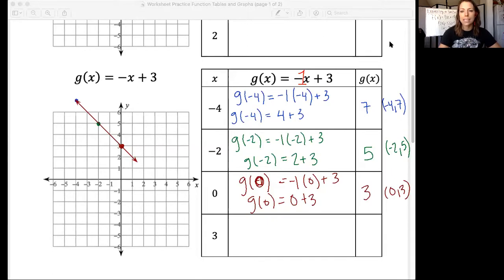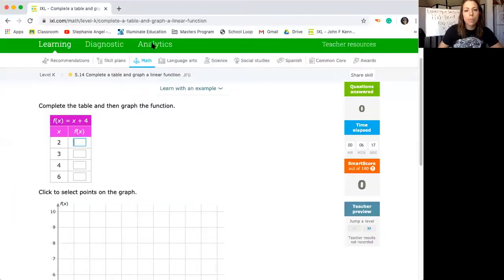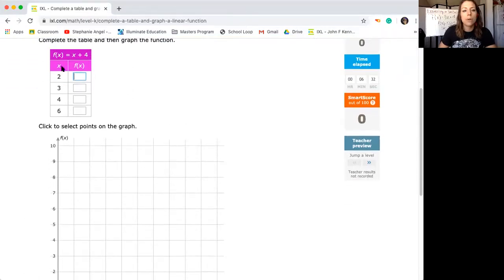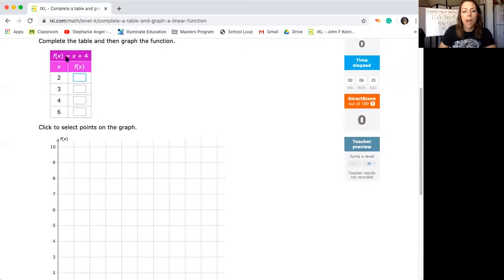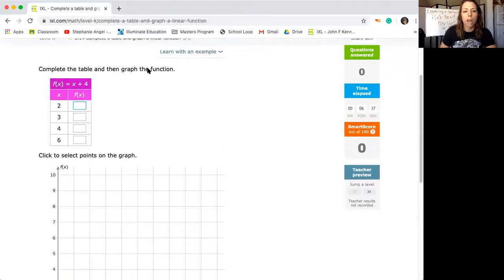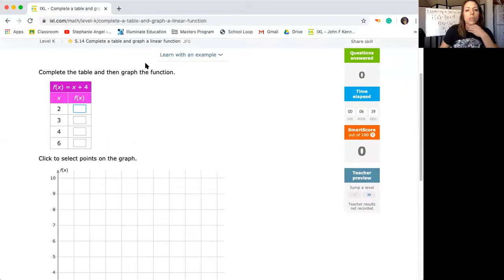Okay, for these examples from IXL, we're looking at code. What is the code here? It's JFG, JFG. Okay, so let's get right down to it. Complete the table and then graph the function. So we have a table, it's very similar to what we were doing. We have a function, and then we're going to graph those solutions to the function.